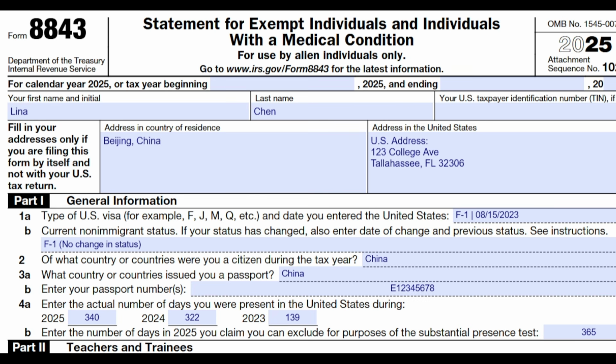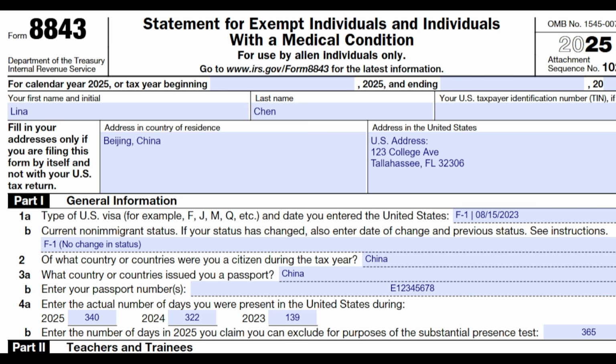Enter the actual number of days you were present in the United States. So we have 340 in 2025, 322 in 2024, and 130 in 2023. So here's the thing. There's actually calculators out there. If you know when you entered and how long you've been in the U.S., and maybe that you went back to China or to your home country, or you just left for a while, you're going to be able to use those calculators to calculate those numbers. So that's what I would suggest, just using one of the calculators to help you get those numbers in to make sure that you have it right. That's the process that you would be using.